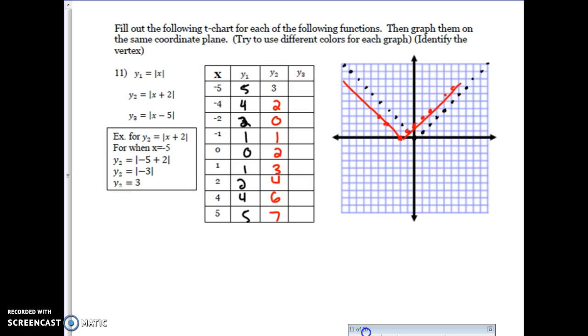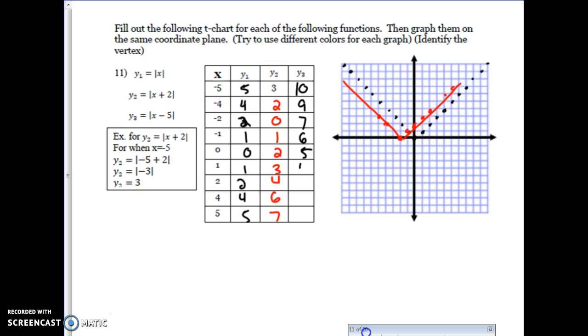Okay? Now we want to do the same thing with the other function, absolute value of x minus 5. -5 minus 5 is -10, so that's going to make it 10. Then -4 is going to get me 9. Then -2 is 7. -1 minus 5 is 6. 0 minus 5 is 5.